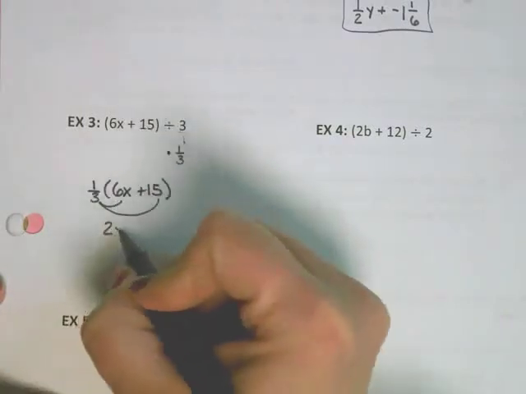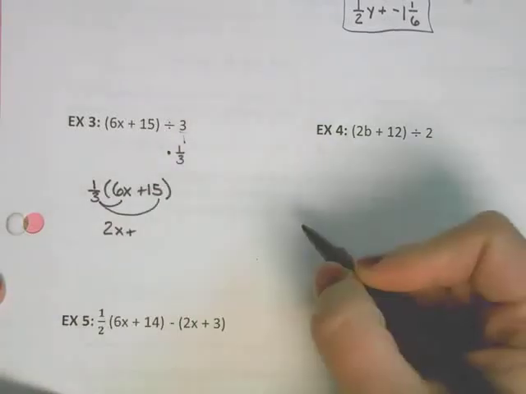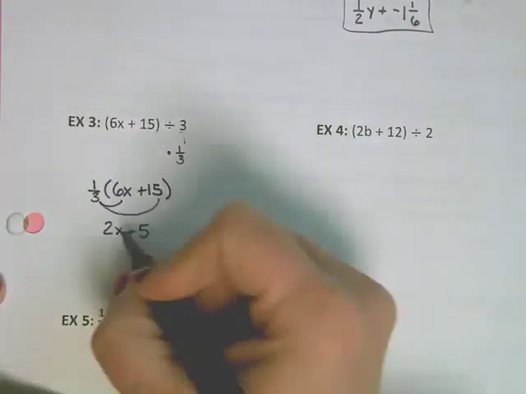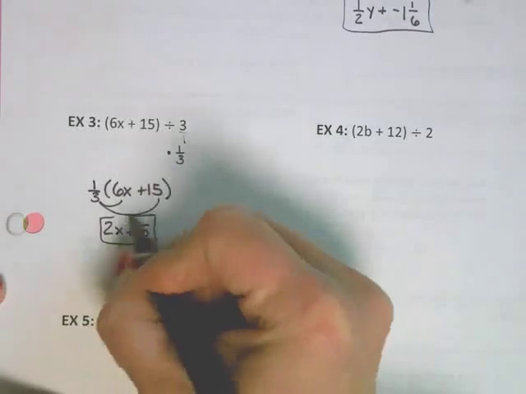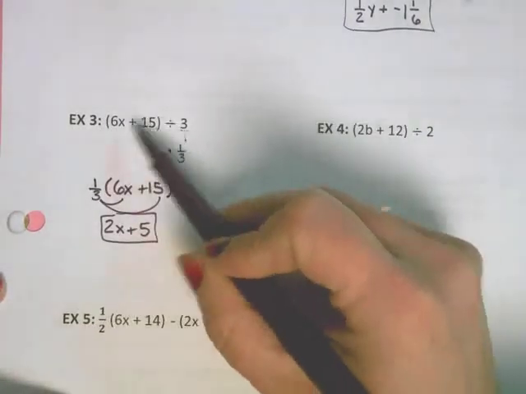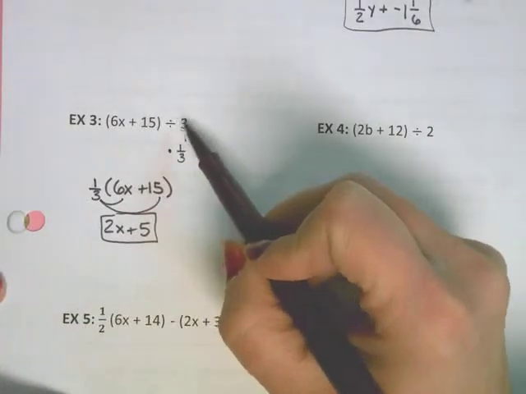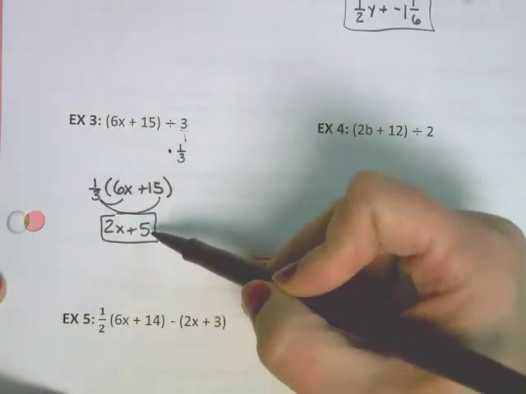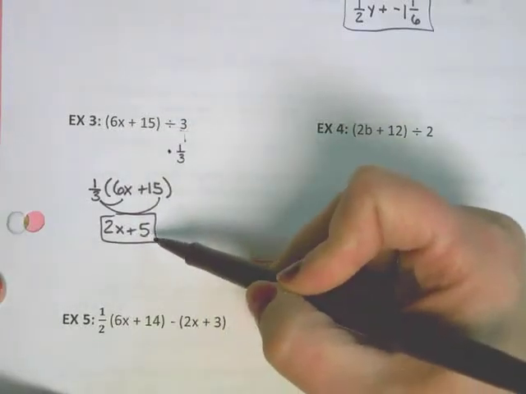So 6 divided by 3 is 2x. 15 divided by 3, a third of 15 is 5. And there's our simplest form. So when you go back and look at this, when the whole thing was being divided by 3, did we also divide everything in there by 3 to get our answer? Yeah, it's the same idea for that distributive property.